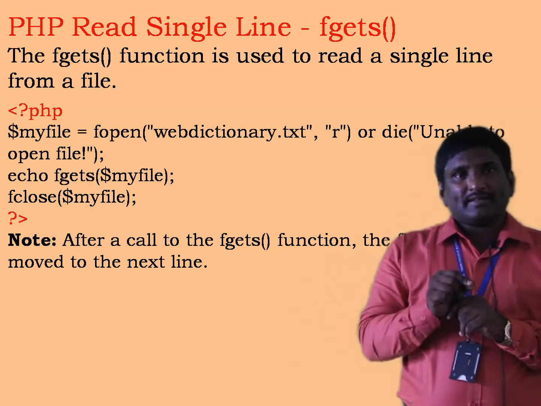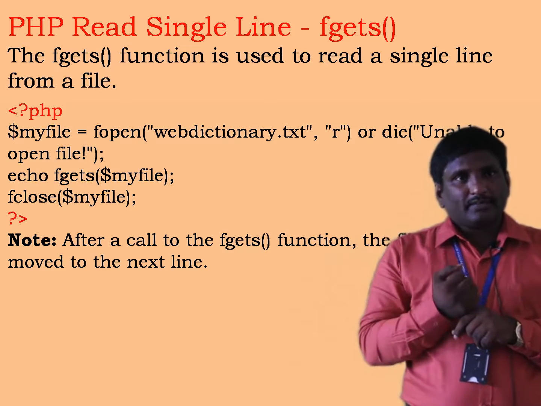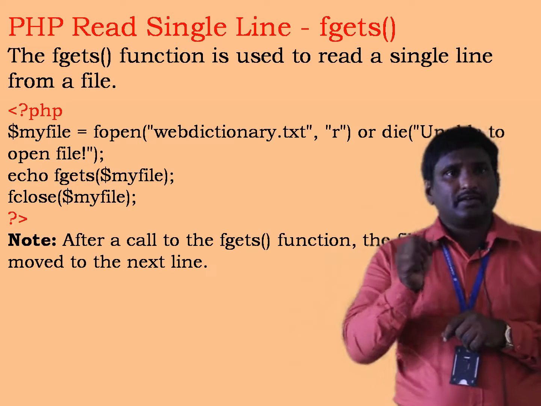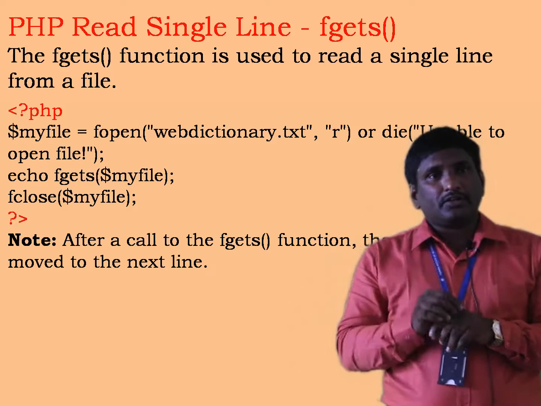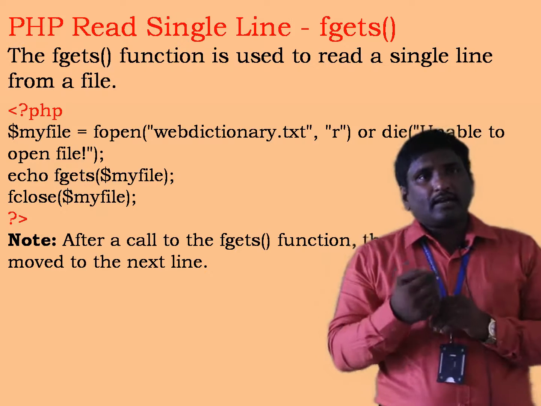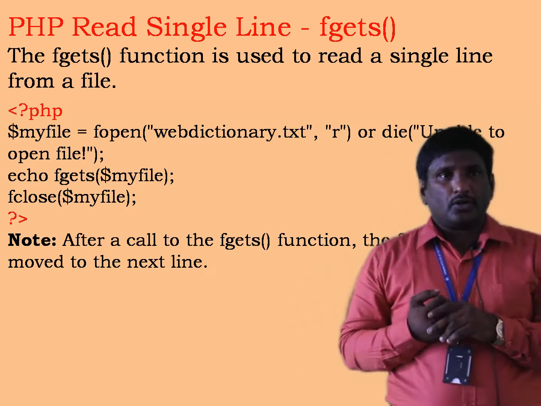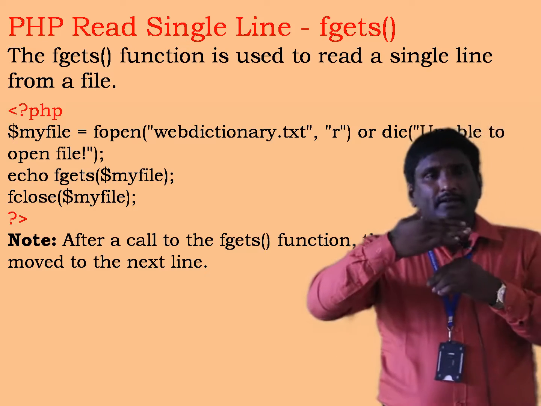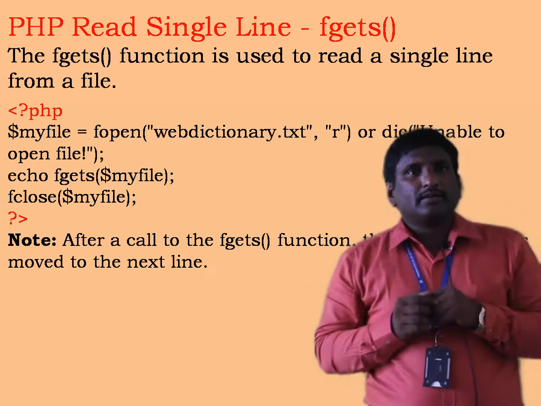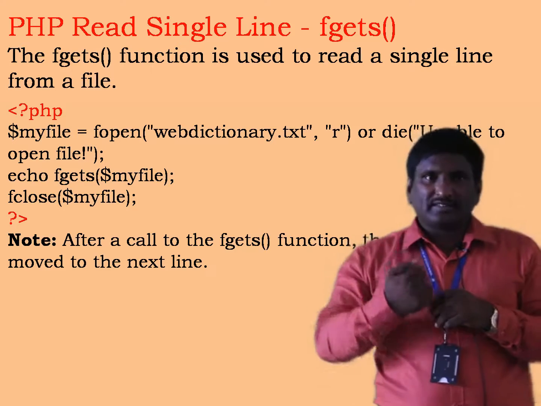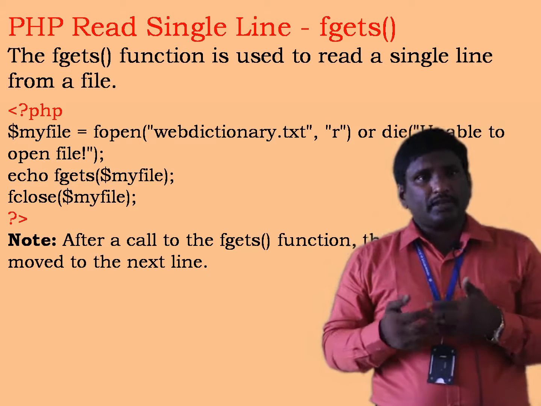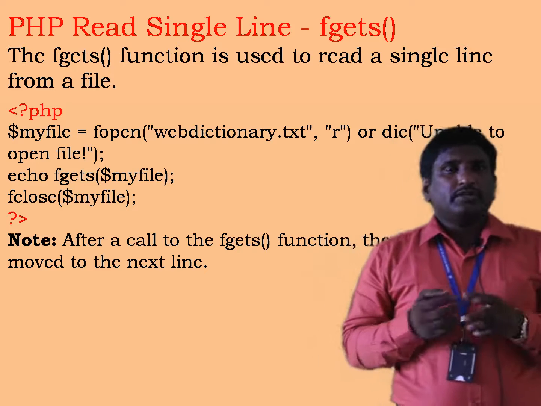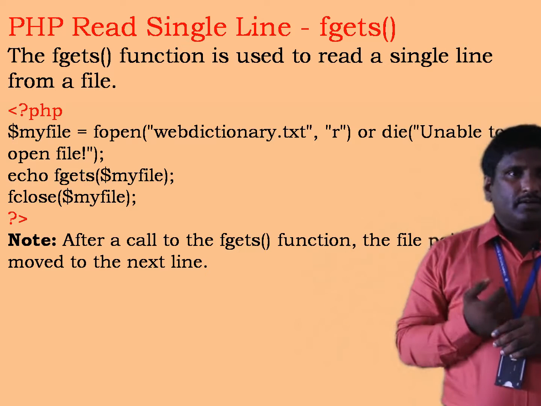So fgets gets the information from the file in one line. Only one line is read from the webdictionary.txt, and that one line will be displayed on the web console. After that I closed the file pointer. After reading one line from the file, control goes to the next line, and in that way, for any number of calls, that many lines are going to be displayed on the web page. So in this way we can read a single line from the file.